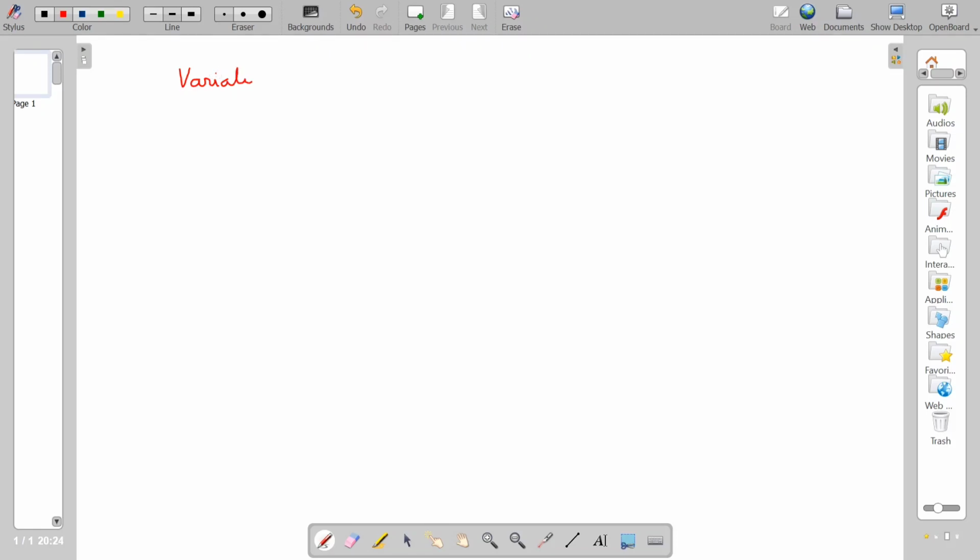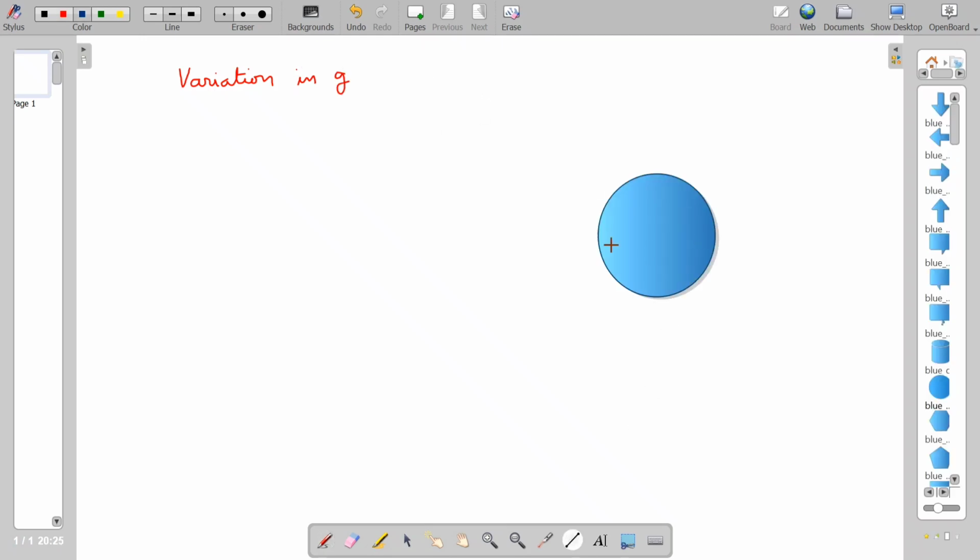Variation in g. See, it is Earth, it has radius R, its center O, and it has a surface point A.